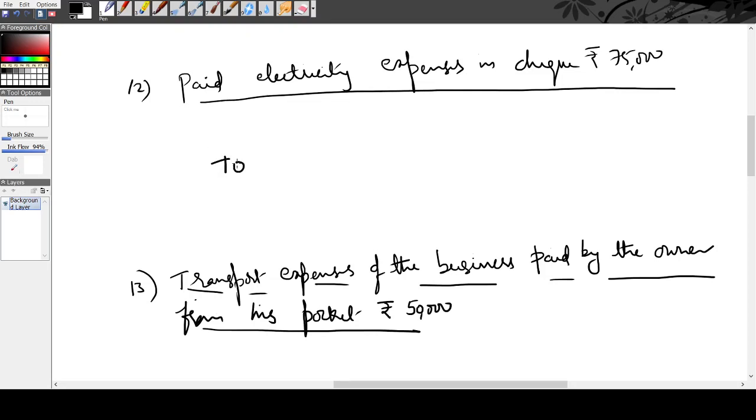Now the payment would be made by the bank. So we have to record the bank as the giver. We have to record a withdrawal in our bank account. So I have credited bank. This money is paid for what? It is paid for expenditure called electricity expenses.